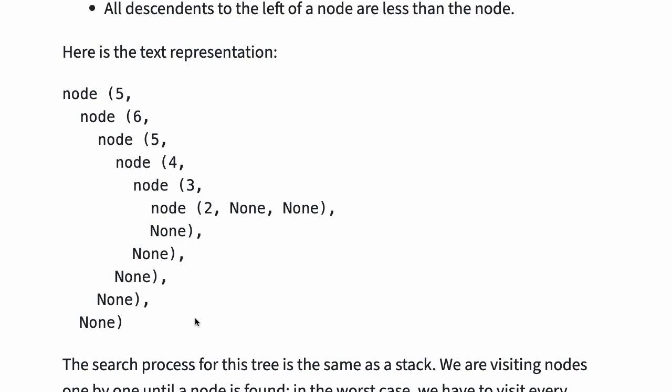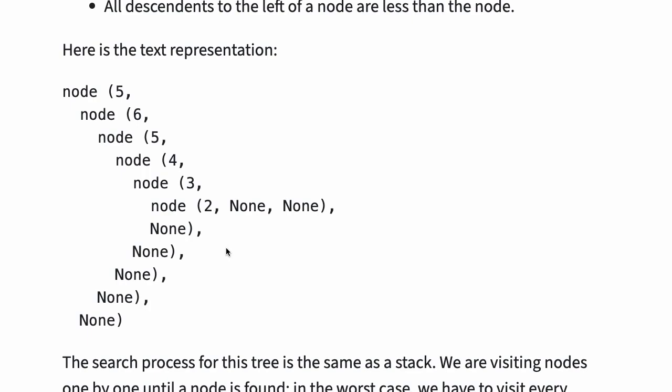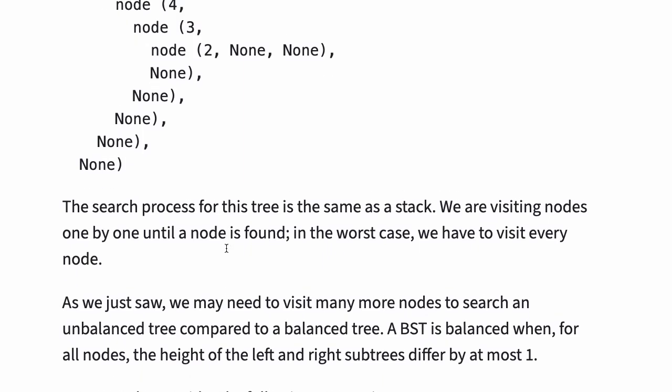The search process for this tree is the same as a stack. We are visiting nodes one by one until a node is found. In the worst case, we have to visit every node. As we just saw, we may need to visit many more nodes to search an unbalanced tree compared to a balanced tree. A BST is balanced when, for all nodes, the height of the left and right subtrees differ by at most 1.